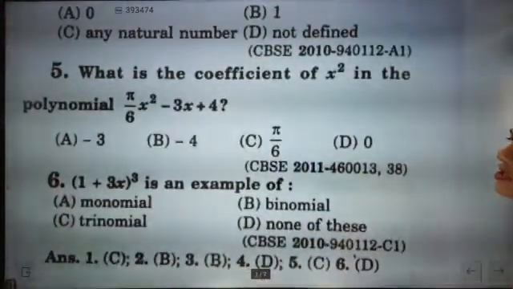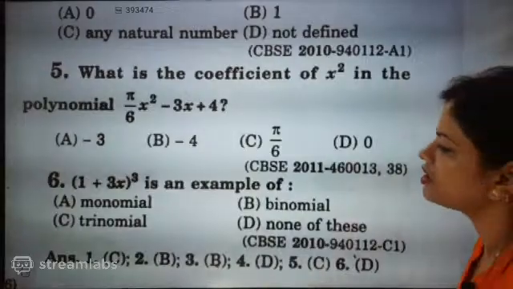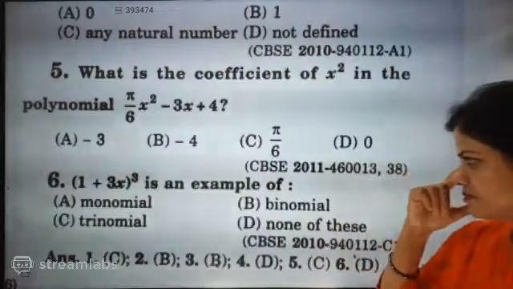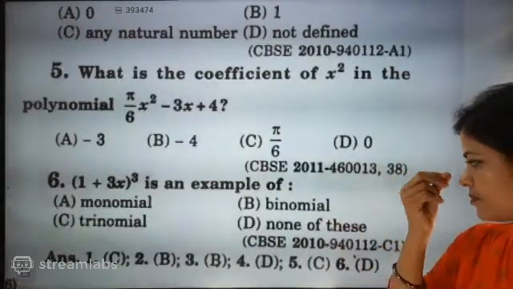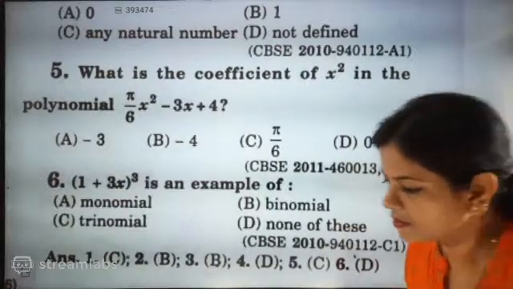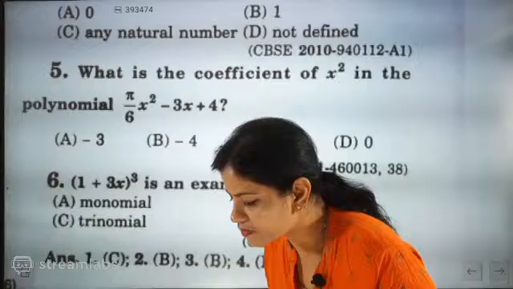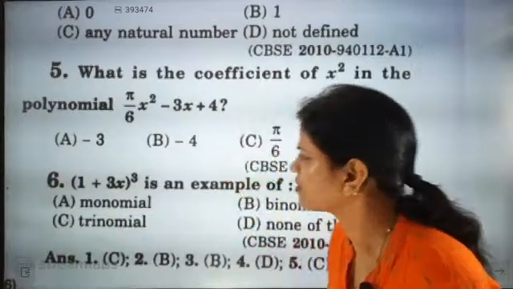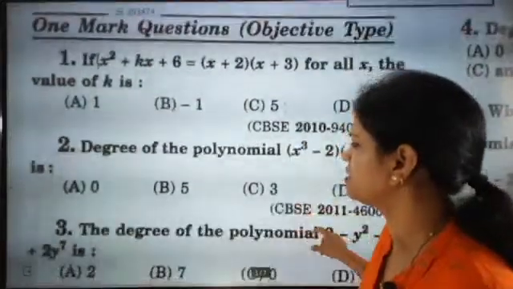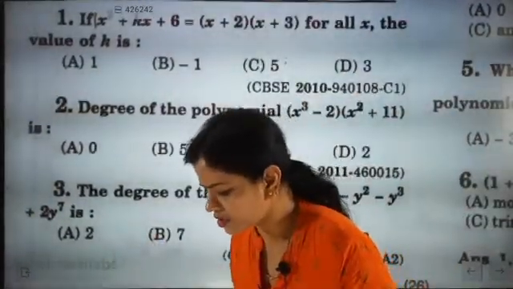Now 1 plus 3x cube is an example of monomial, binomial, trinomial, or none of these. Question number 3, what is there to understand in question number 3?